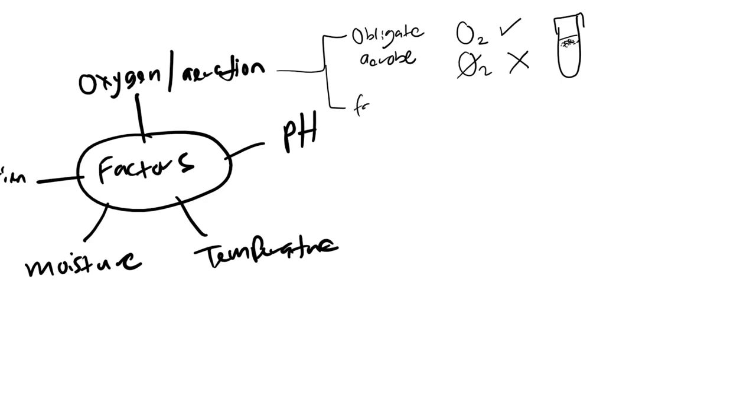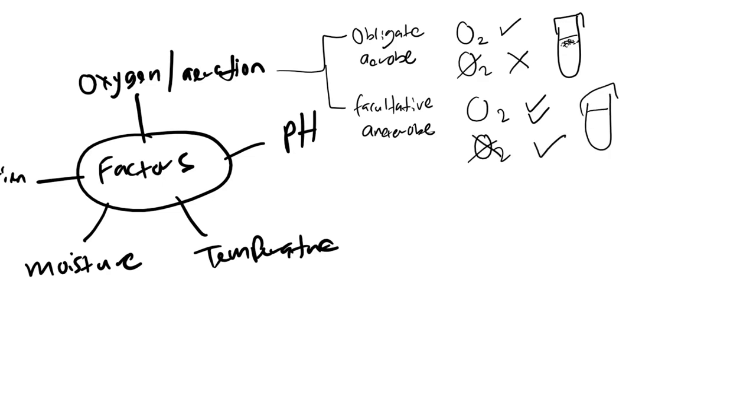Facultative anaerobe. Facultative anaerobes are the bacteria that prefer the presence of oxygen but also can live when oxygen is absent. As you can see in the diagram, most of the bacteria are growing on the top of the media, but there are also some growing all over the media.